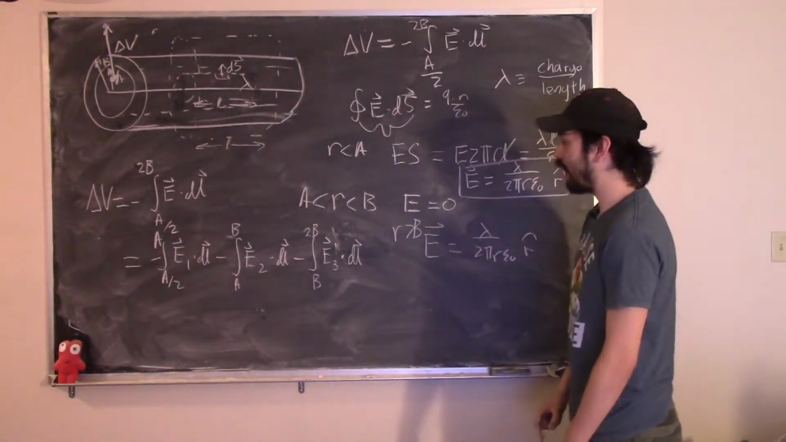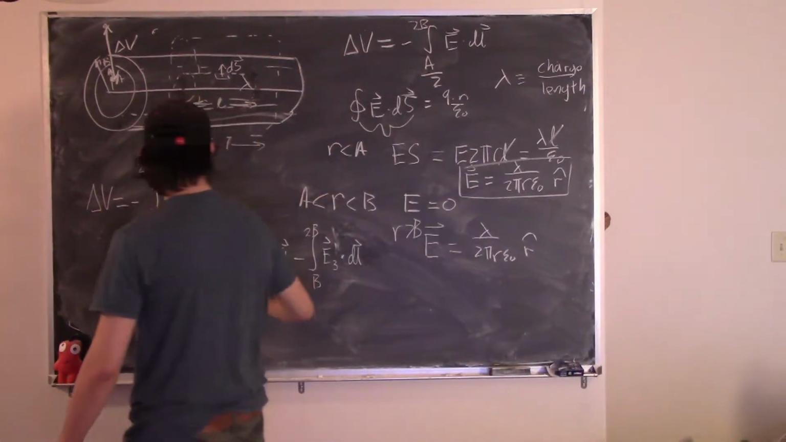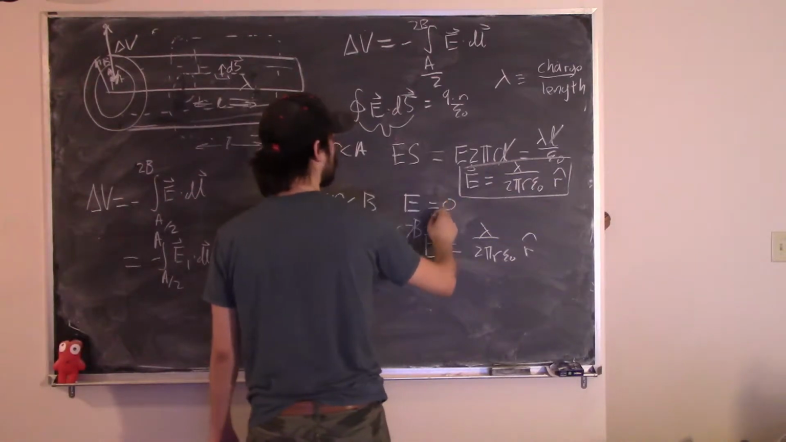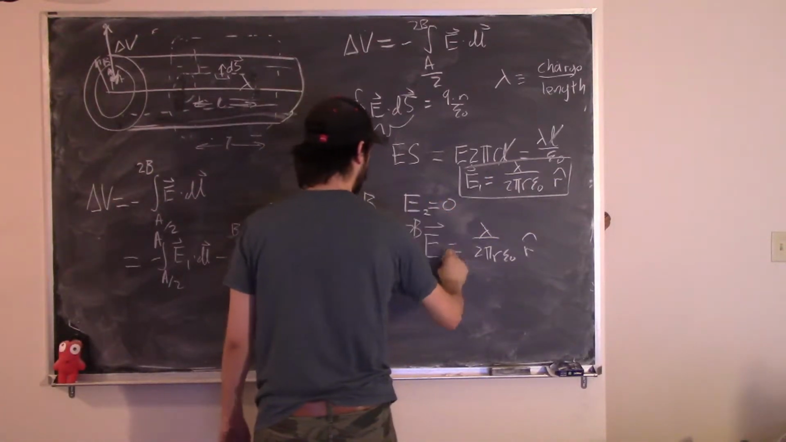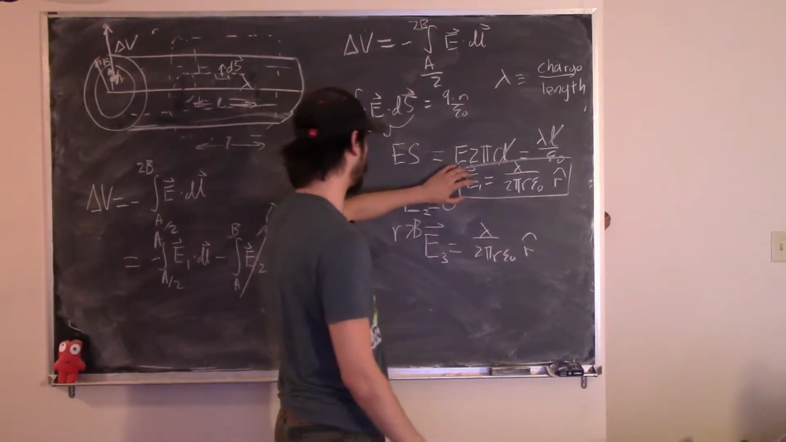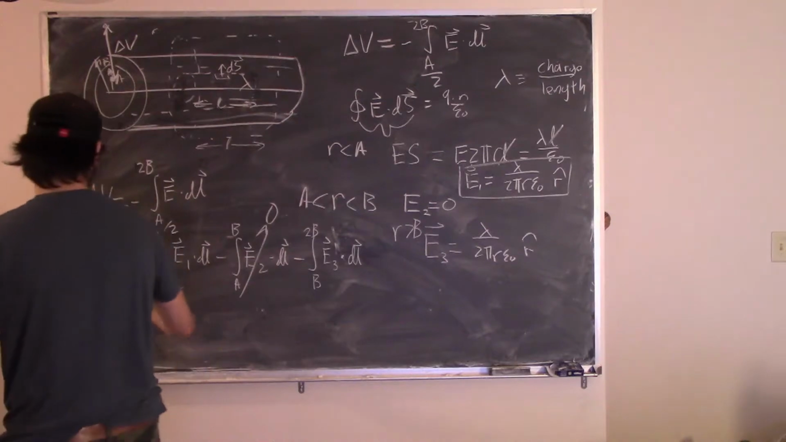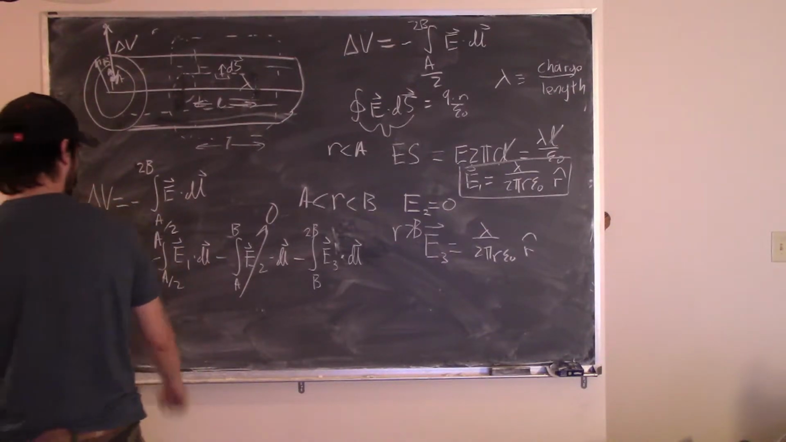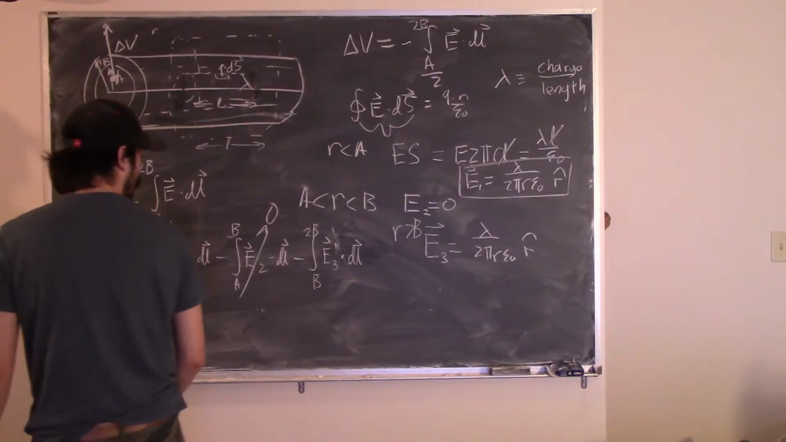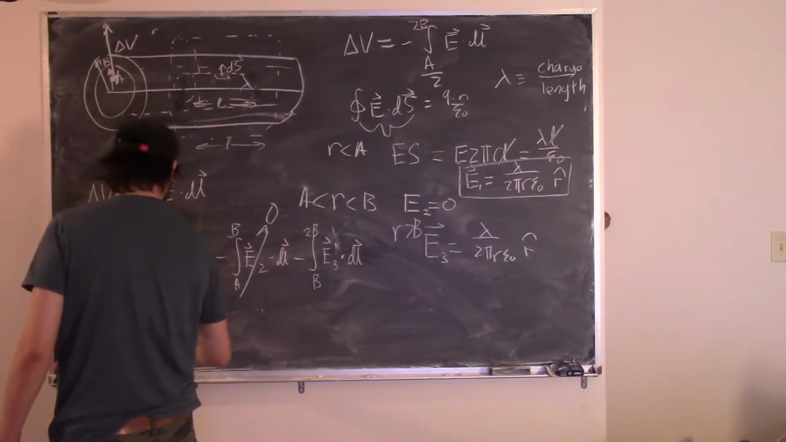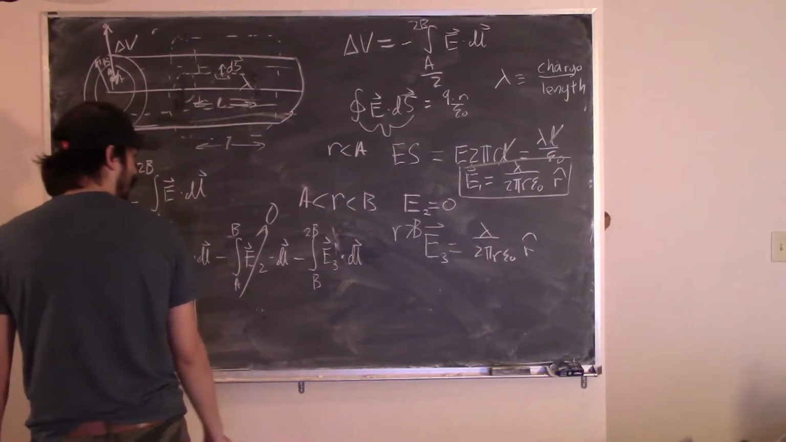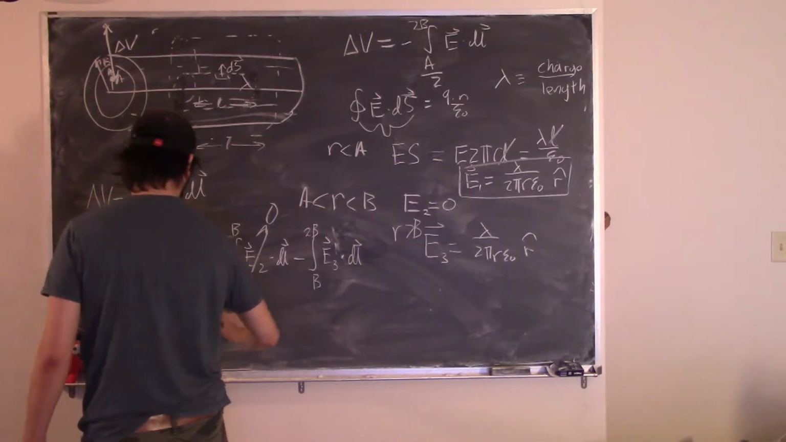Okay. Now, when we're looking at these integrals, the first thing that we can notice is this one is going to be 0 because our electric field here is 0. So this is E1, E2, E3. And then all we need to do is plug in our electric field E1, electric field E2, and then evaluate these integrals. And so what we end up seeing here is that the first integral is going to be minus lambda divided by 2 pi epsilon naught, integral from a over 2 to a of dr over r.